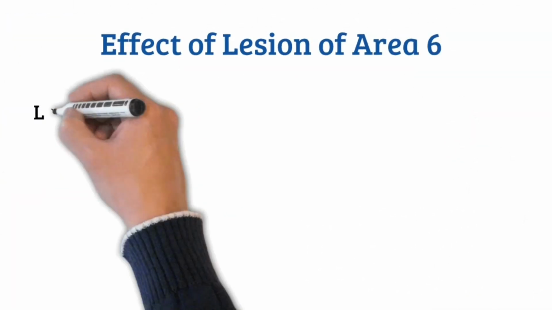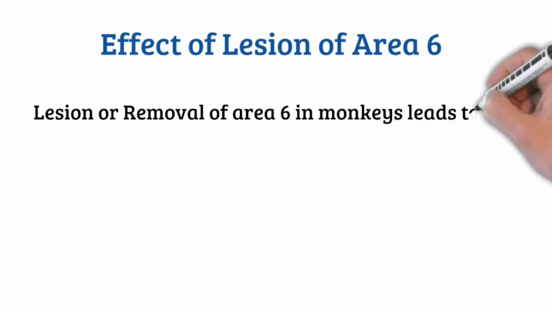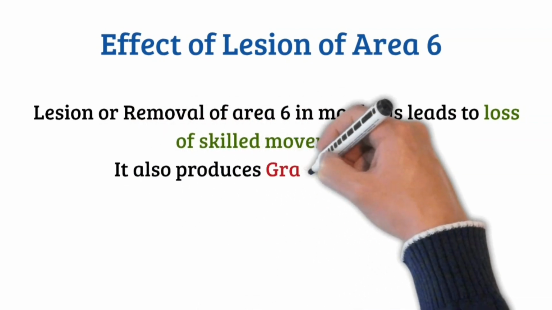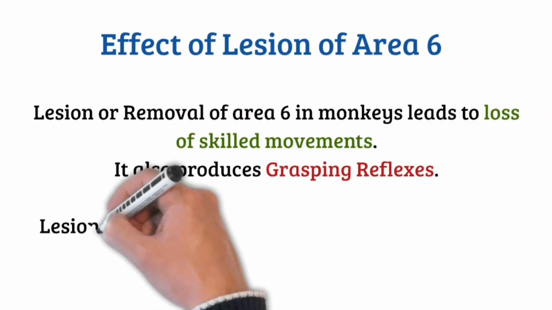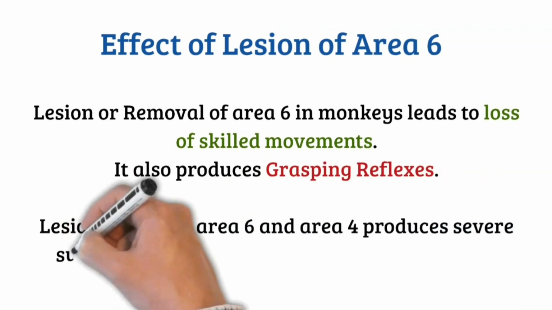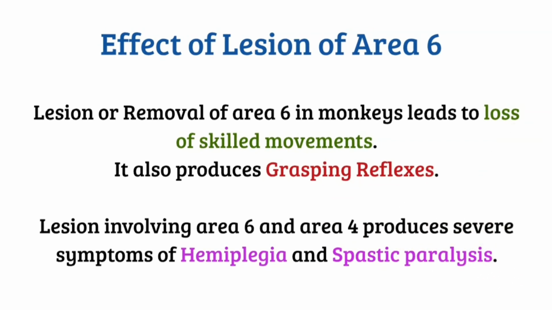Now, effect of lesion in area 6. Lesion or removal of area 6 in monkeys leads to loss of skilled movements. It also produces grasping reflexes. Lesions involving area 6 and area 4 produces severe symptoms of hemiplegia and spastic paralysis.